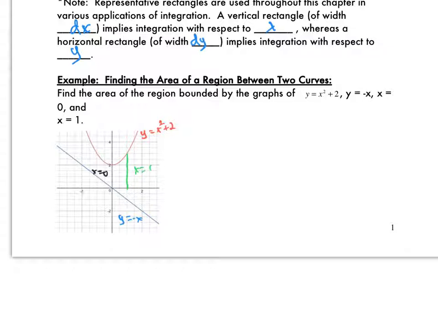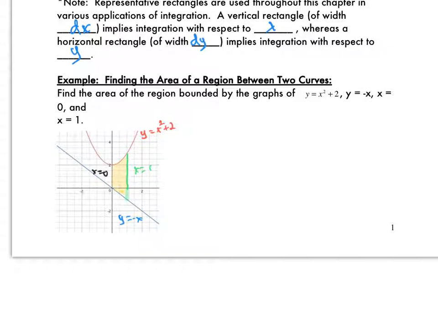And then if I could just maybe sketch in very lightly x is equal to 1, the area that we are looking for is in here. This is the area that we're a little curious about. And it's even going to extend down below the axis, as you can see there, into quadrant number 4.